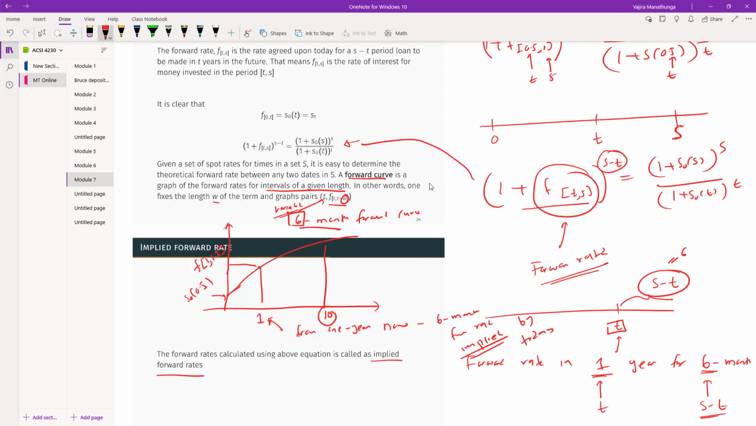So just remember how the forward curve is constructed. You can have a forward curve for 1 year, 2 year, 4 weeks, and so forth. So this side is basically how long from now we are talking about.